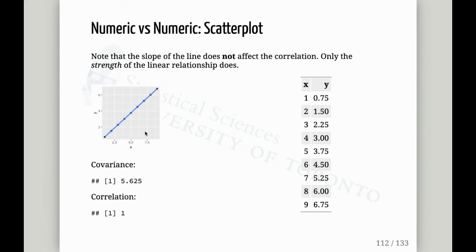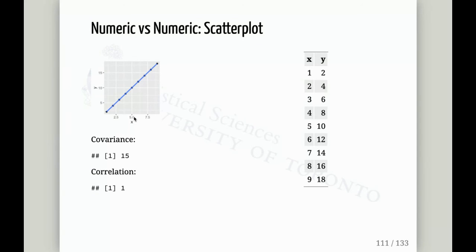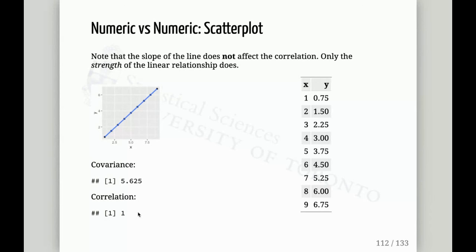And note that the slope of the line does not affect the correlation, only the strength of the linear relationship does. So, for example, here, instead of multiplying by 2, I multiplied every number by 0.75. So the slope now is 0.75. Back here, the slope was 2. But it doesn't change the correlation. There's still a perfect line between the two variables.